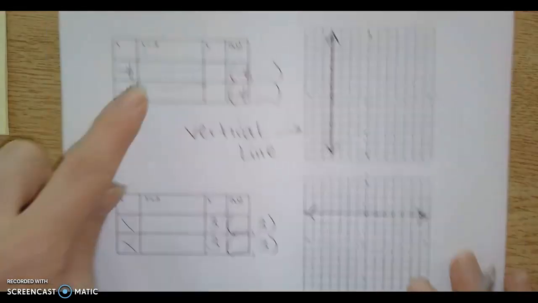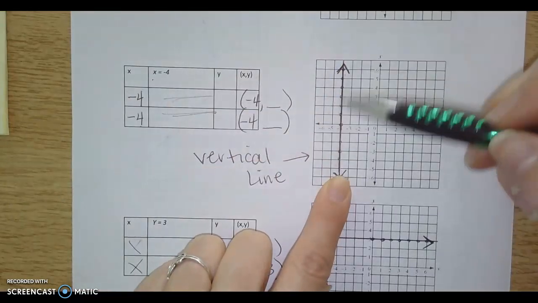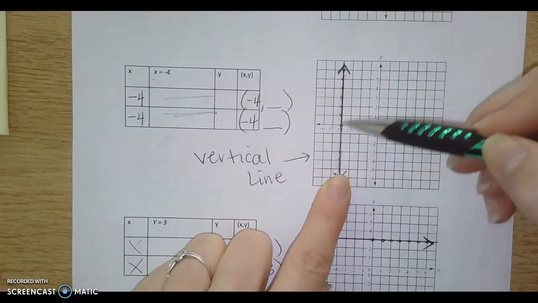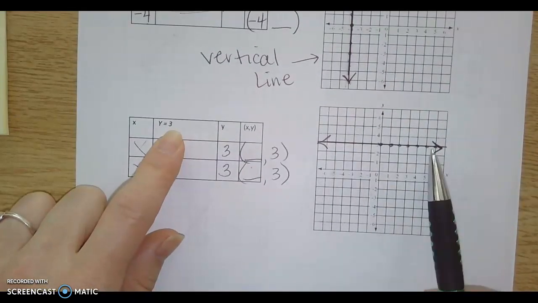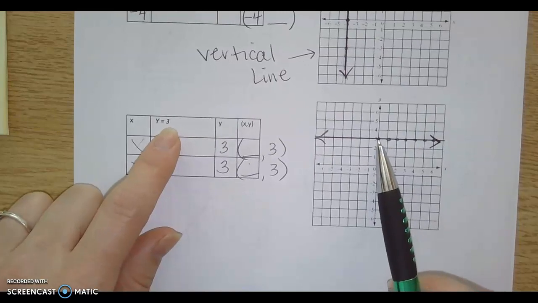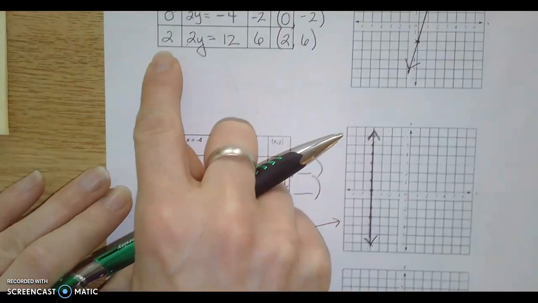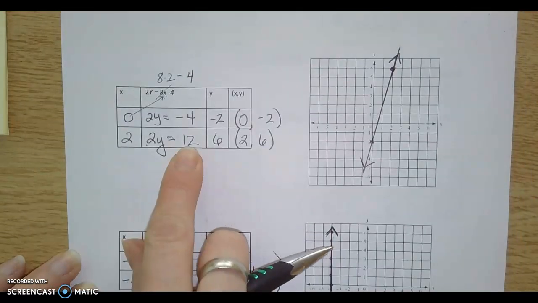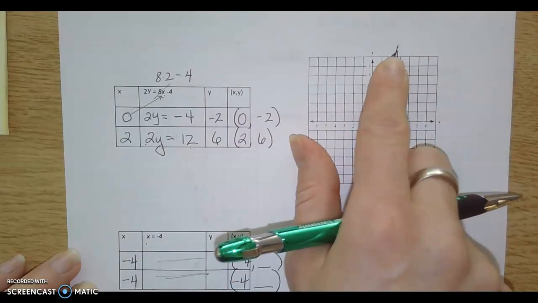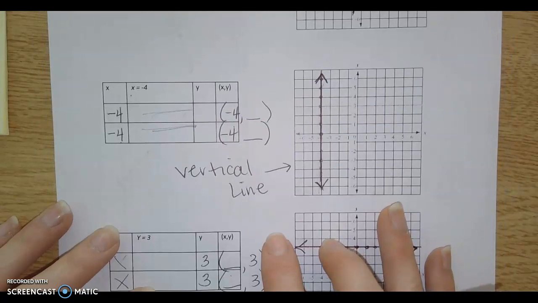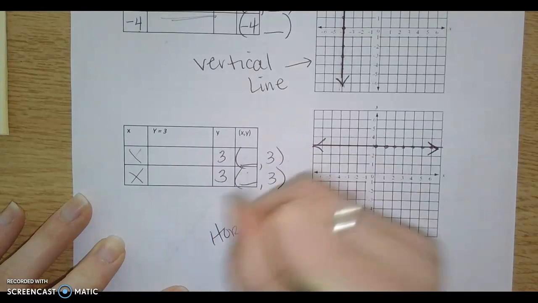Okay? So if your equation is x equals something, it's a vertical line that crosses the x-axis at that value. If it's y equals something, it's a horizontal line that crosses the y-axis at that value. Okay? So in this section, we looked at how to pick values of x, make a table, get points, plot the points, and connect the line. And then we also saw examples of a vertical line and a horizontal line. Okay?